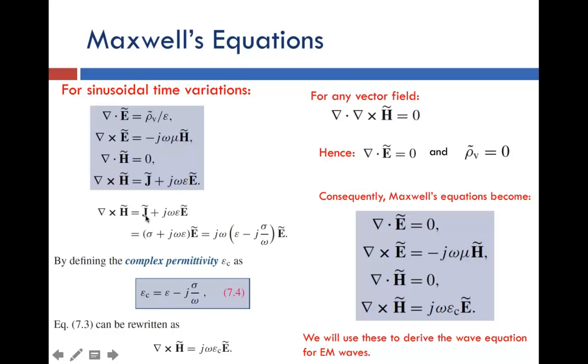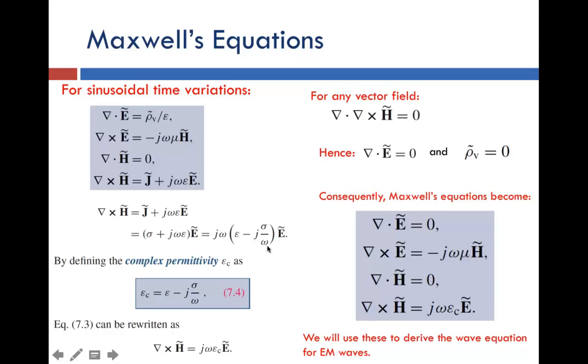So if we substitute sigma E for J, then we get sigma plus j omega epsilon in parentheses multiplying the phasor electric field. We can factor out a j omega, and if we do that, then the term inside the brackets mathematically becomes epsilon minus j sigma over omega. The minus sign comes about because basically we divided sigma by j omega, and then we multiplied by j over j, creating a negative sign and bringing the j to the numerator.